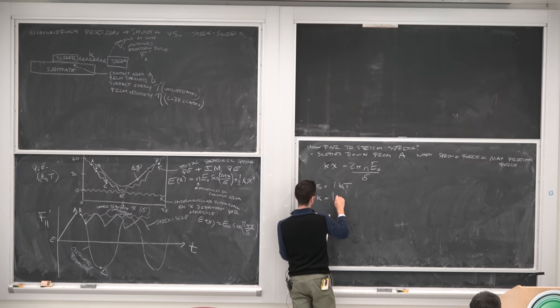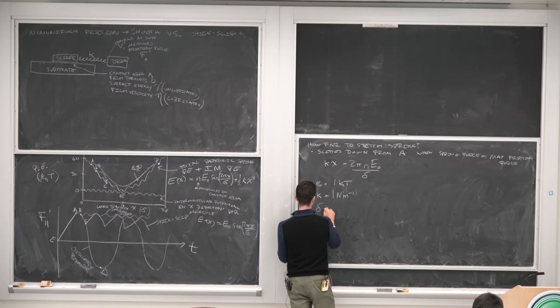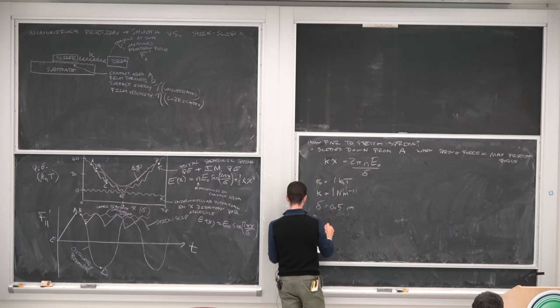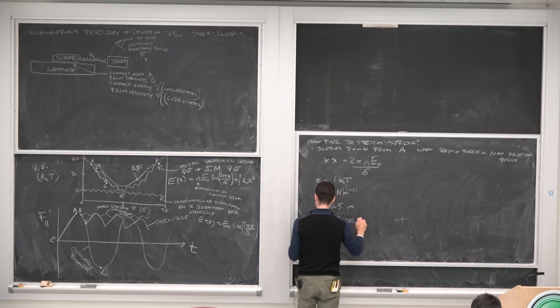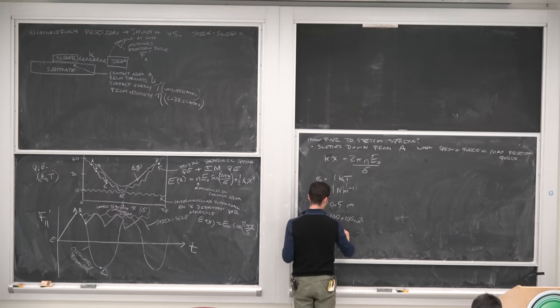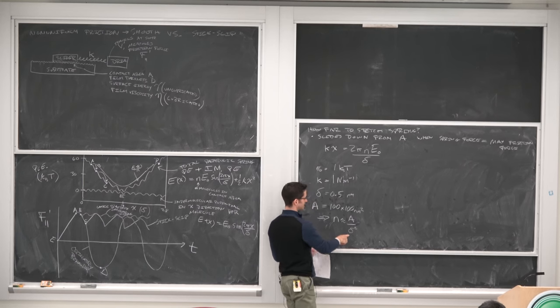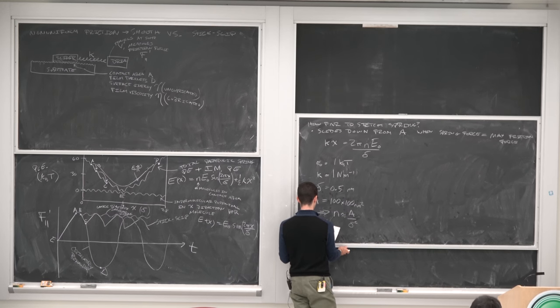The spring constant equals 1 newton per meter. The lattice spacing equals 0.5 nanometers. The area of contact is a 100 nanometer by 100 nanometer square area, which gives us an N of approximately the area over the square of the lattice spacing, which is the area taken up by each lattice site. So if you divide that into the total area, you get approximately the number of lattice sites, or N equals 4 times 10 to the fourth.